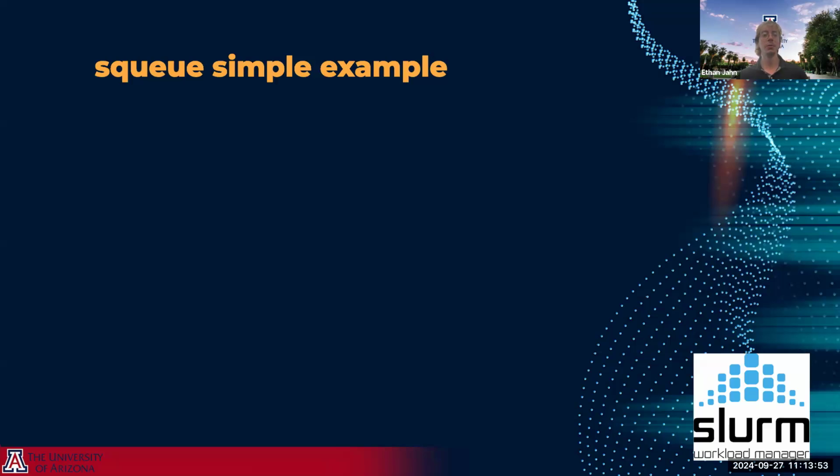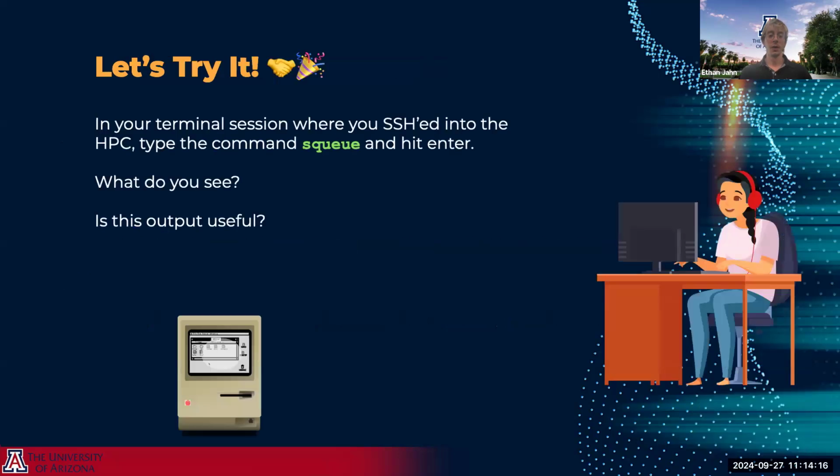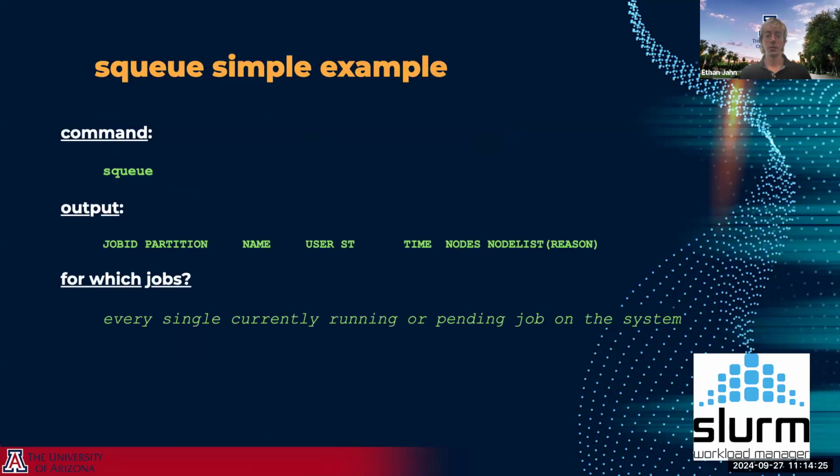So a simple example for squeue might look something like this. Your command is just going to be squeue. This is the simplest version of squeue that you can use. And this will be the header of the output. For this particular example, it's going to print every single currently running or pending job on the system, which might be a little overwhelming. So if you can SSH into the HPC, I definitely recommend doing so now and then typing that command. So squeue like this.